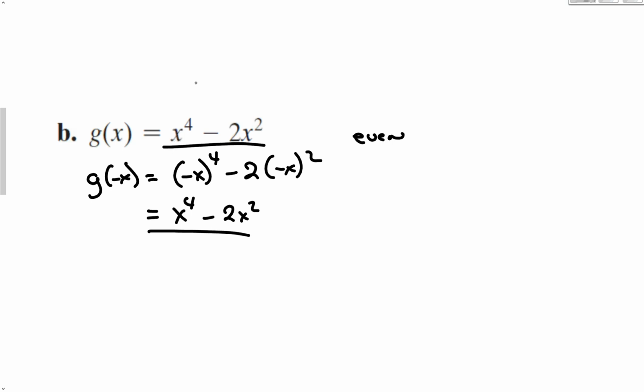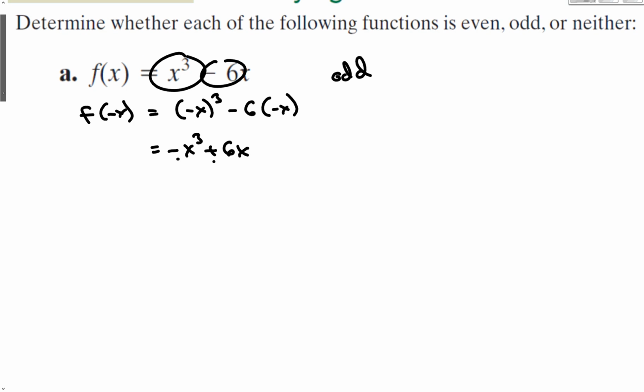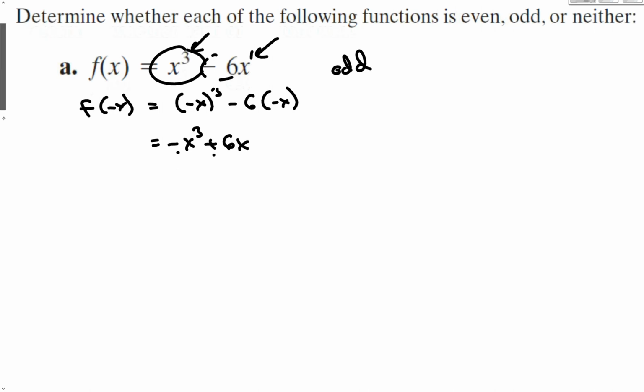And also notice the two exponents here. They're both even. That gives me an even function. Notice the two exponents here. That's odd. That's a 1. That's odd. So all the exponents are odd, which gives me an odd function.